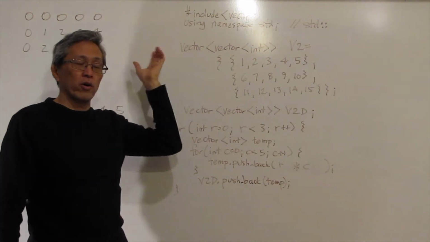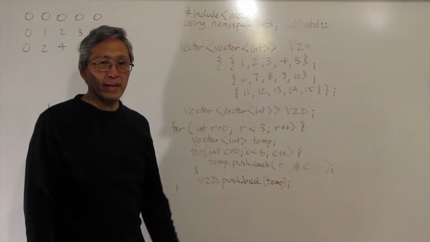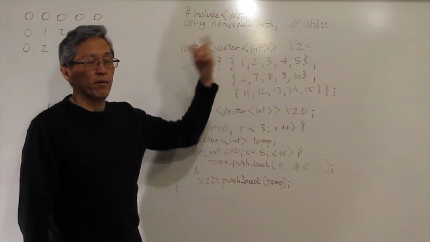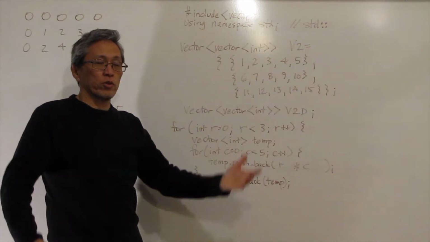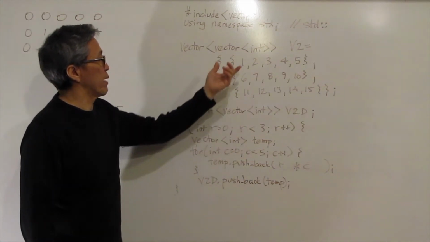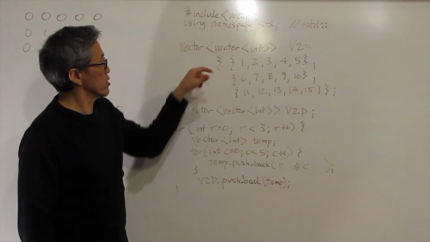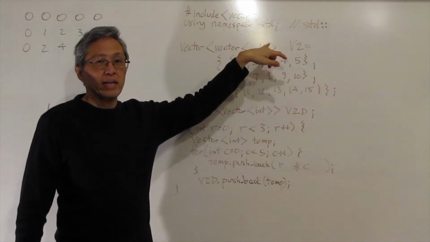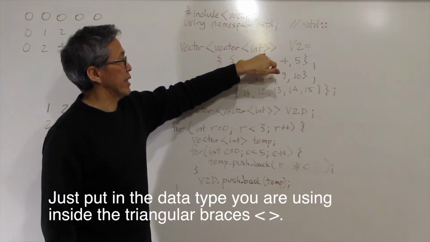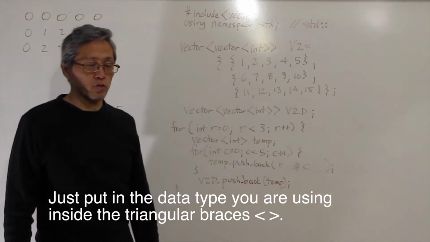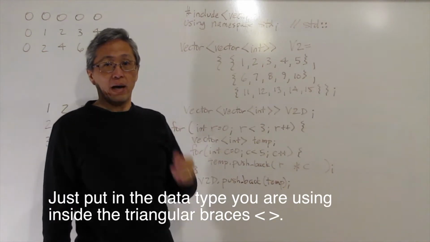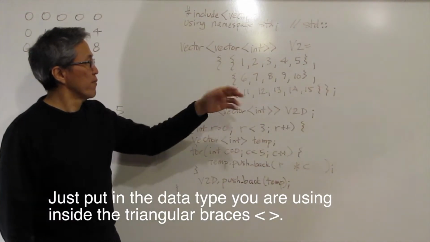Now I could do more dimensions of these, but two dimensions is good enough for all the ones that we're going to use, probably for most of the things you'll do, especially if you're in a high school class. But I have vector, open triangular brace, vector, open triangular brace, int, my data type, whatever data type that happens to be. In this case, I'm using an int. And then I have closed triangular brace, closed triangular brace, and then I have the name of my vector, which is a variable.